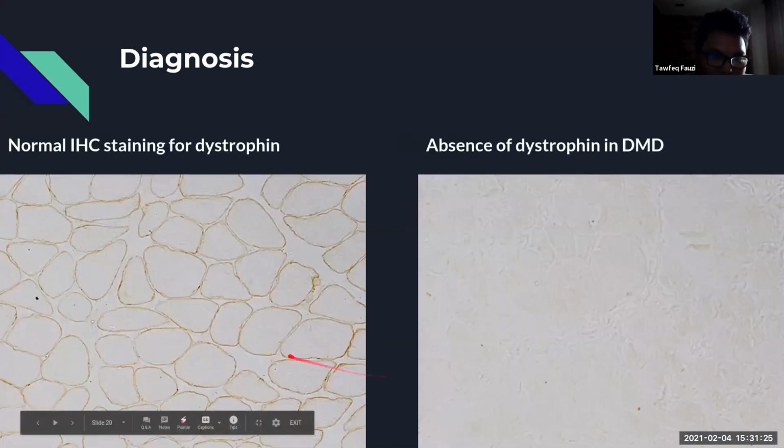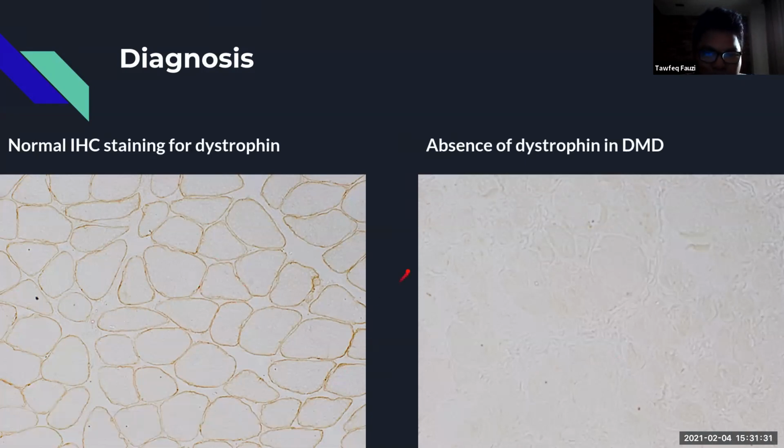This on the left is a normal staining for dystrophin. The dystrophin will stain brown, but in Duchenne, you see nothing. There's absence of dystrophin, so there's no staining at all, no brown staining.